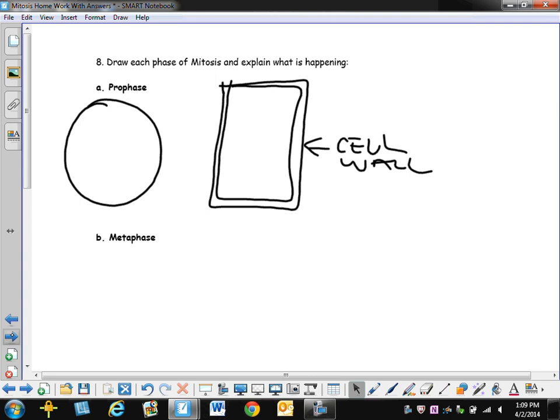But up until I tell you, plant and animal cells divide exactly the same. I'll tell you when it differentiates. It's not till the end. So we're in prophase. The nuclear membrane is starting to dissolve.